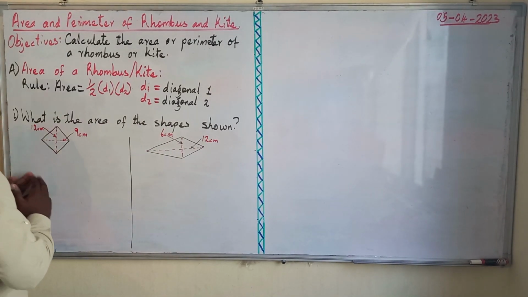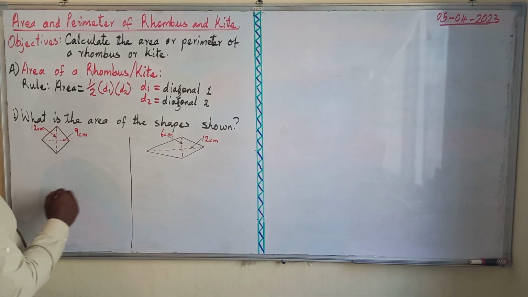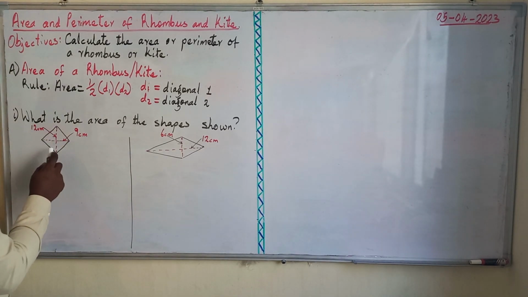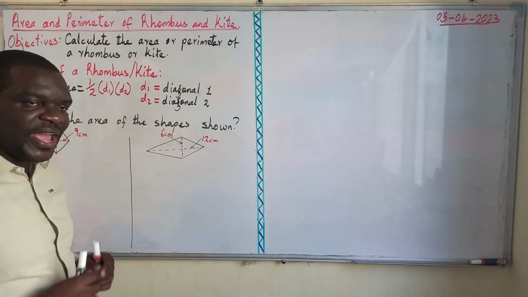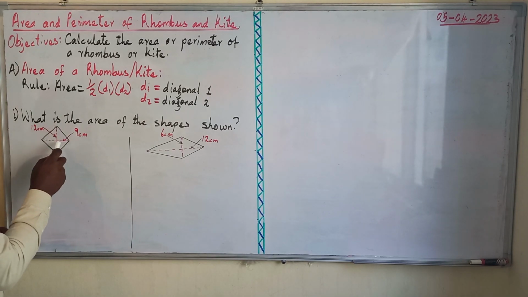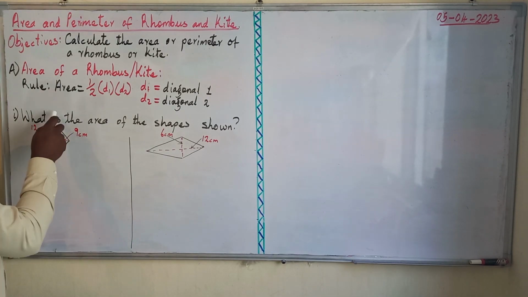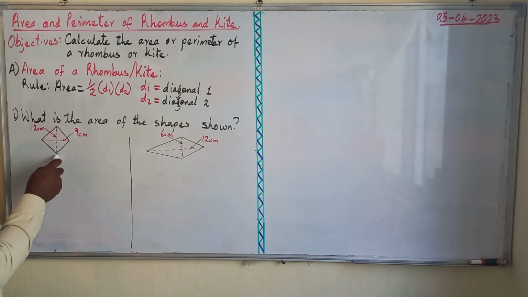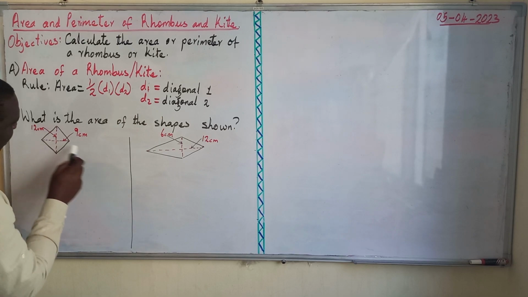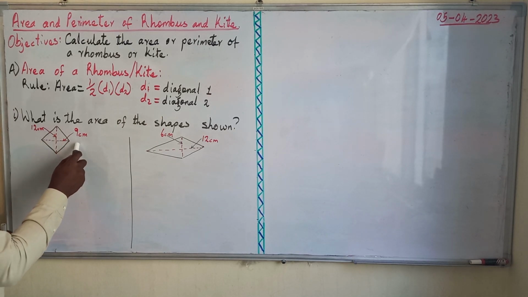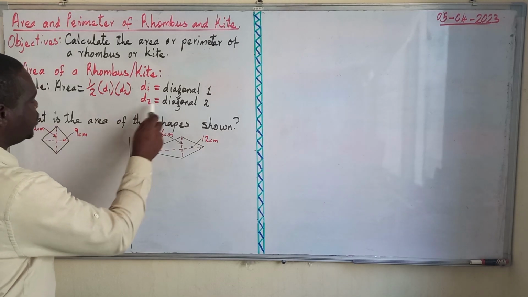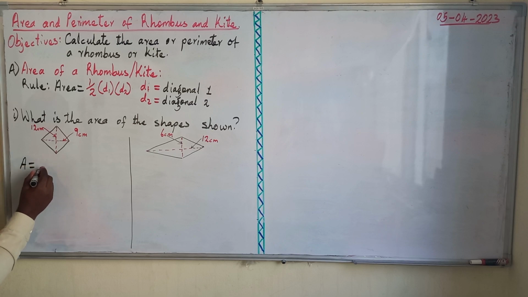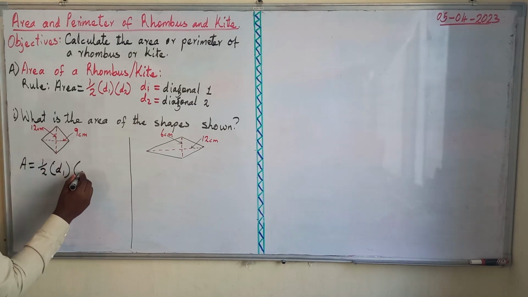Now, on the left hand side, we have a rhombus, and on the right hand side, we have a kite. Let's start with the rhombus. A rhombus is simply a square, and the diagonals meet at right angle. So, one line that moves vertically from one vertex to the other is called diagonal 1, and that which moves across, we'll call it diagonal 2. So we'll apply that in this rule to find the area of this rhombus. Area is equal to half d1 d2.